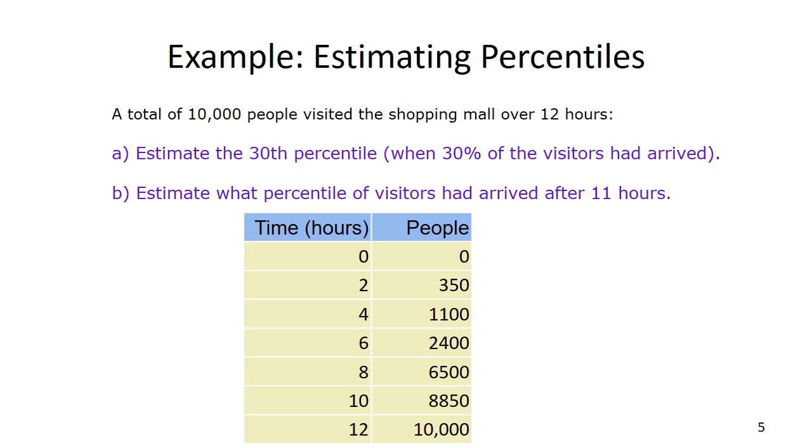So this is two different directions to take this question. We're going to tackle A first, of course, but in general, what you're saying is tell me how many people make up the 30th percentile, and then at 11 hours, what percentile is that? So this is working this problem one way and then the other way. We're going to start with A. Keep in mind that you have these hours and you have these people.